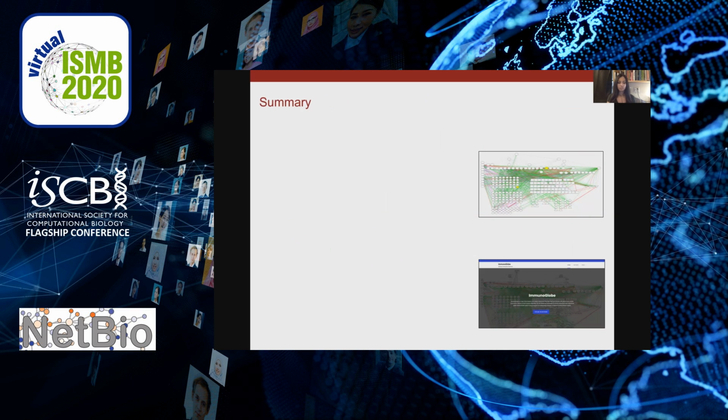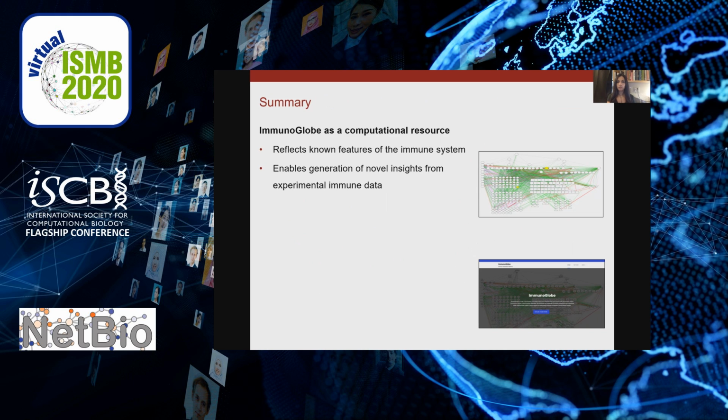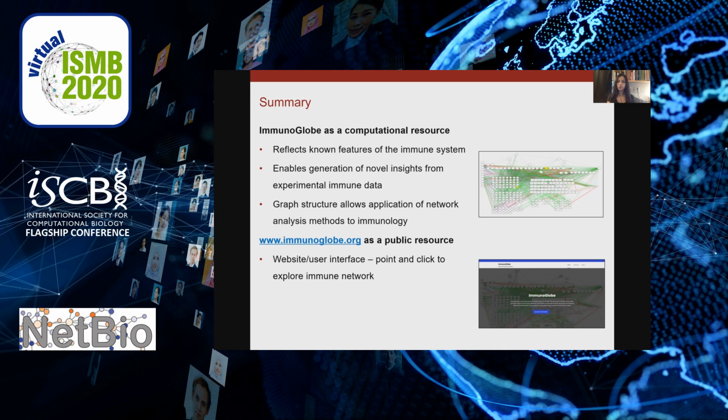So to summarize, ImmunoGlobe as a computational resource reflects known features of the immune system and enables generation of novel insights from experimental data. The graph structure also allows application of network analysis methods to immunology for the first time. As a public resource, this network interactive is available at immunoglobe.org. There's a user interface where you can explore the interactions, you can download the cytoscape file, and also download the graph and run your own analyses.